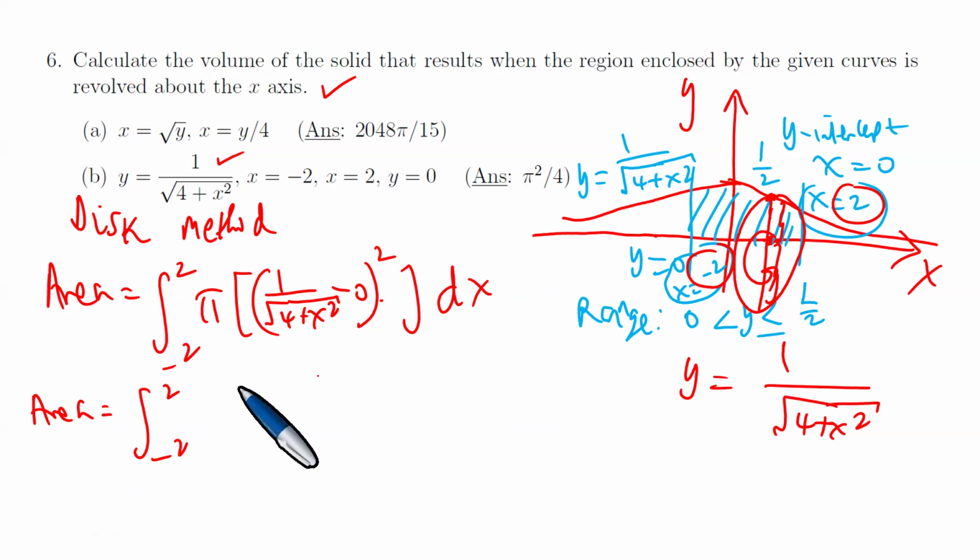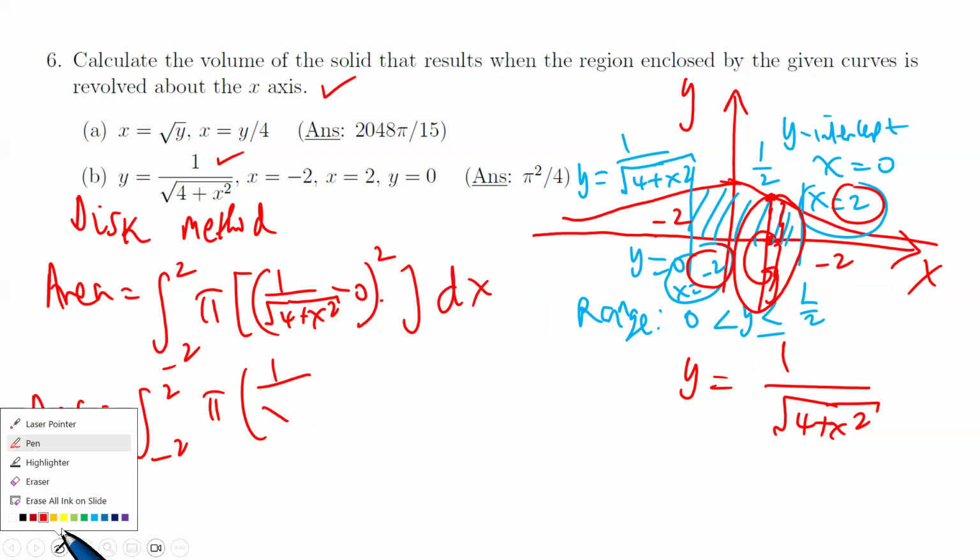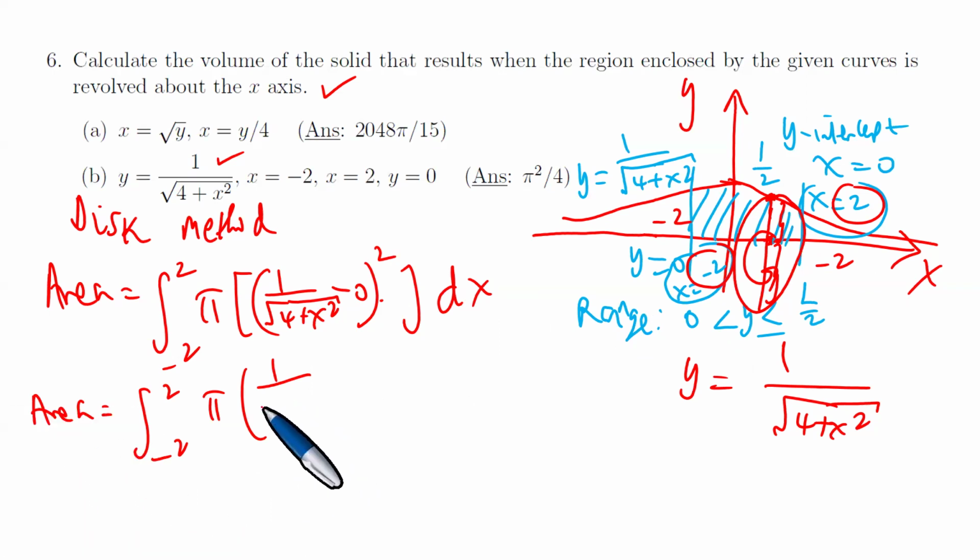The area is from minus 2 to 2, because it's minus 2 to 2 on the other side. Pi, and then you square this one. The 0 does not affect anything, and therefore you have 4 plus x squared. If you square these, the square root goes away, and you have a dx. Now this is nice and easy. Then you need to find the integral of this.